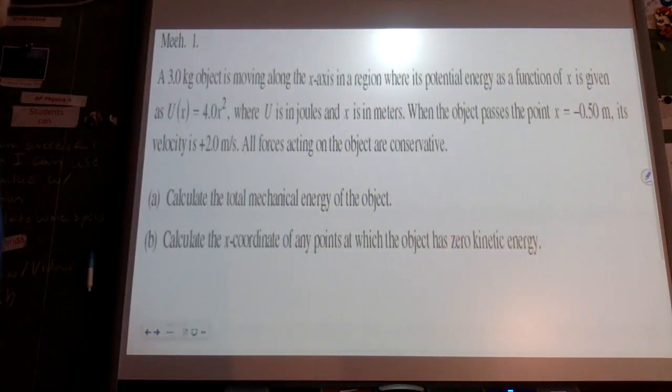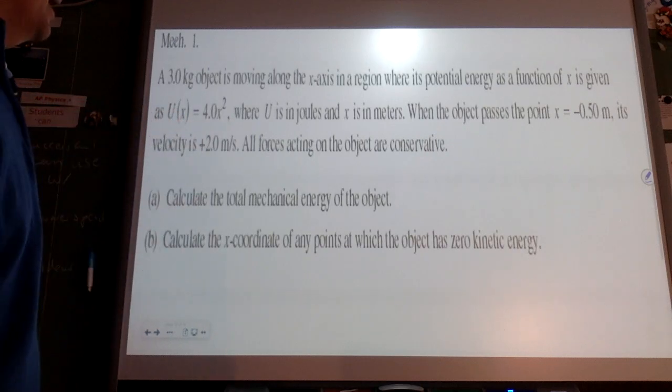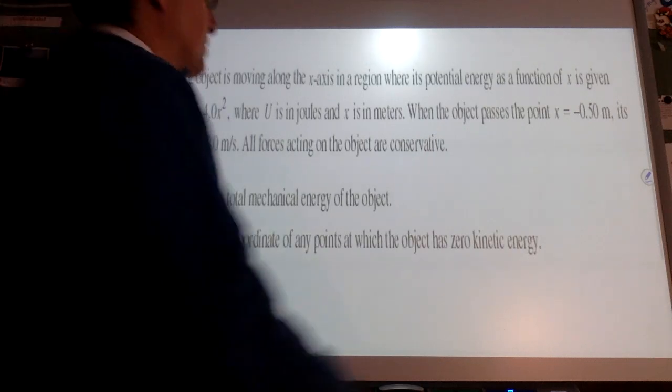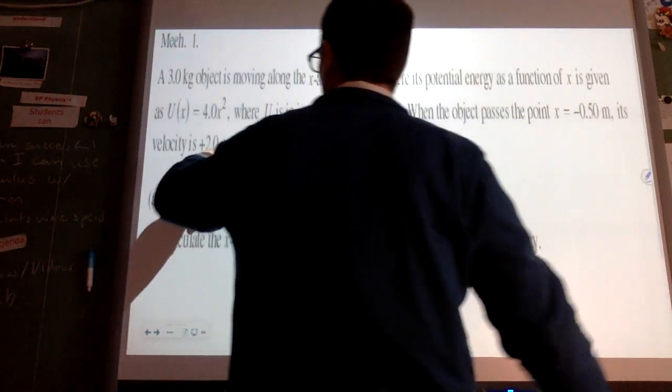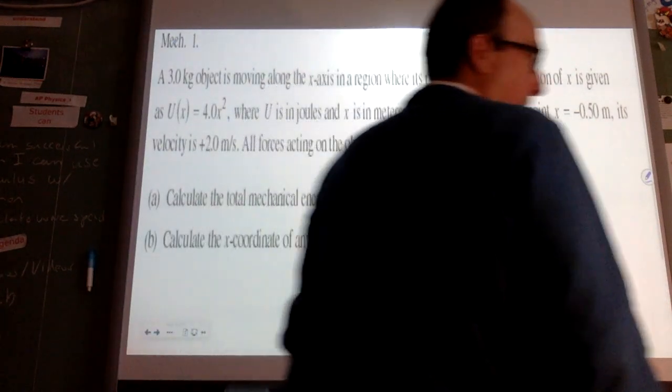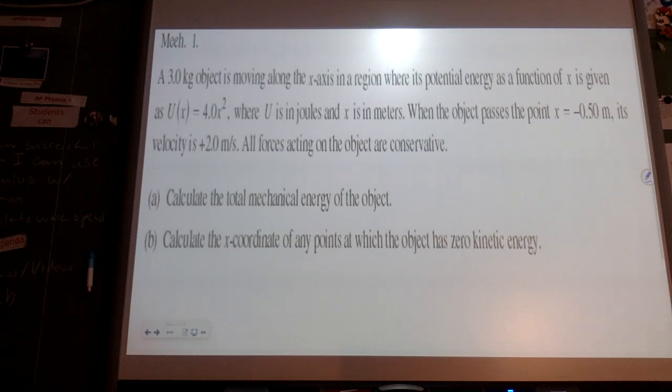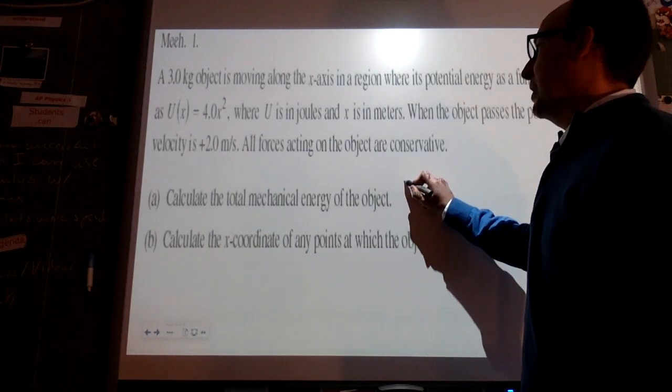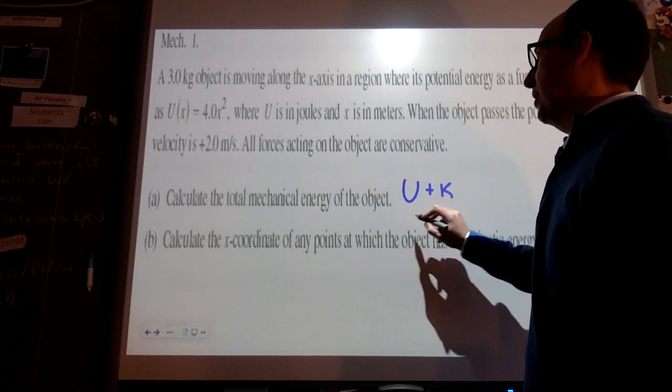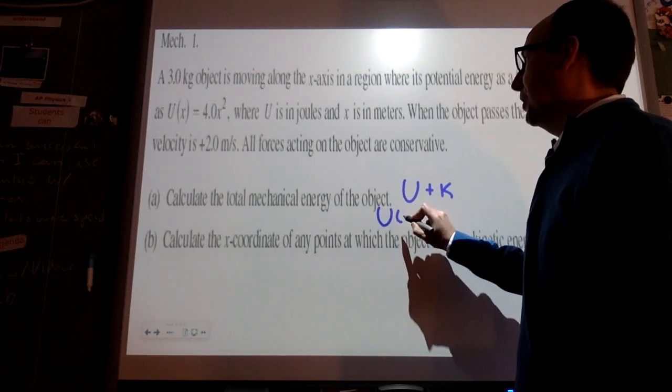This is part two of the review for energy with calculus. So we left off with this one where we had a potential energy function. And we know when it's located at 0.5 meters, its velocity is 2 meters per second. And we know that all forces acting on it are conservative. So that's going to tell us that our energy is conserved. So the total mechanical energy is going to be equal to the potential energy plus the kinetic energy.